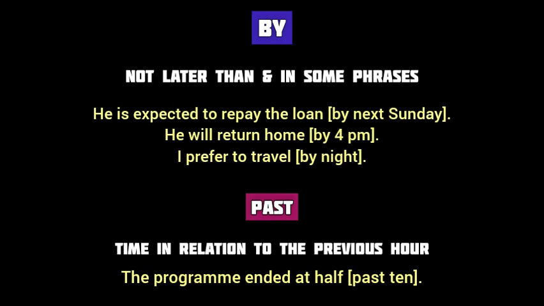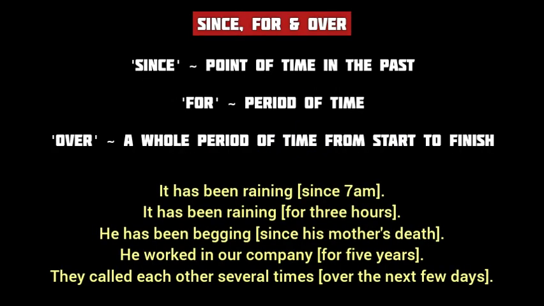10:30 means half an hour after 10 o'clock. Clearly, the preposition past refers to the previous hour of 10 o'clock. Since, for and over are also used as prepositions of time. The preposition of time since denotes a point of time in the past.